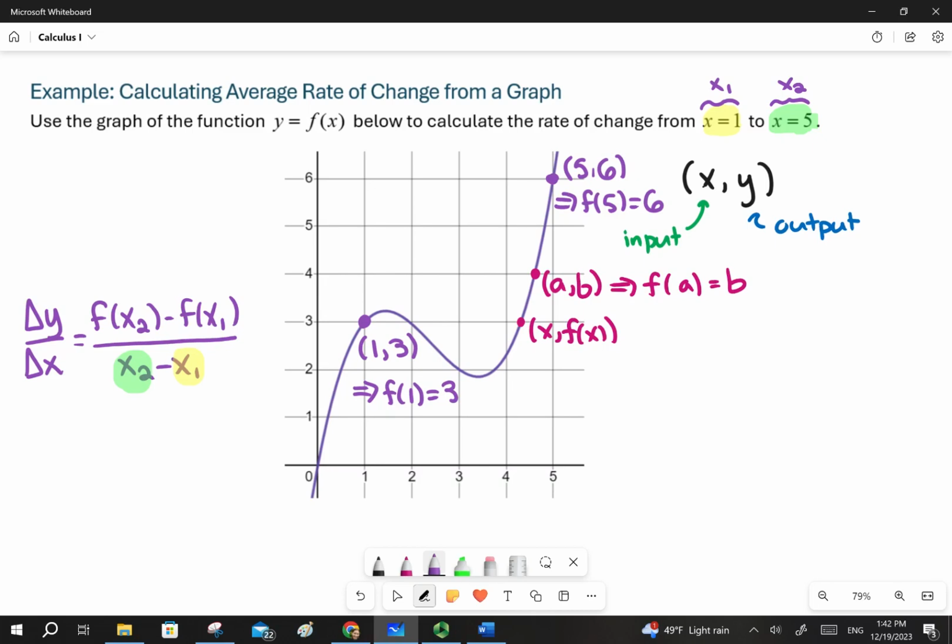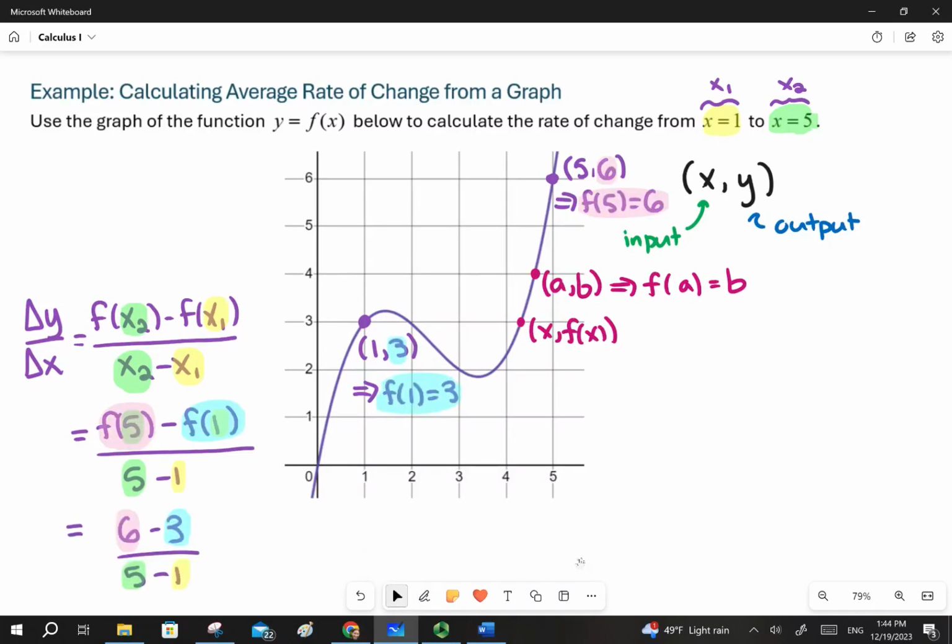Plugging all of this into the formula, we get that delta y over delta x is f of x2 minus f of x1 over x2 minus x1, which is f of 5 minus f of 1 over 5 minus 1, which is 6 minus 3 over 5 minus 1, which is 3/4.